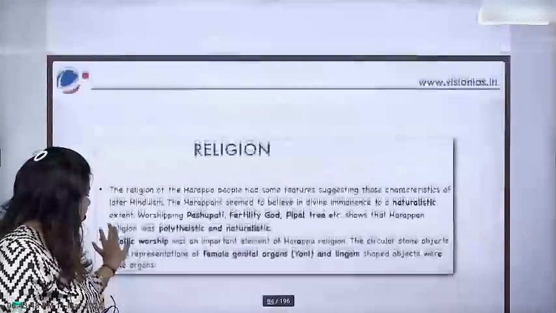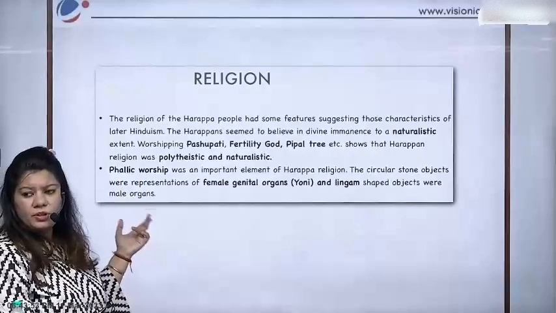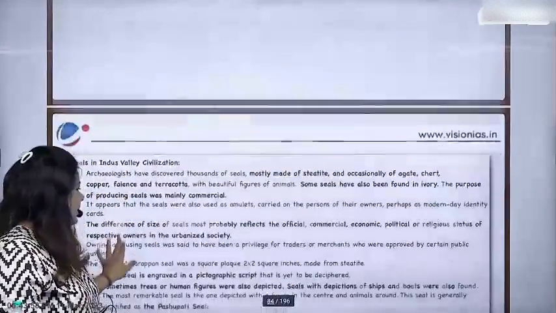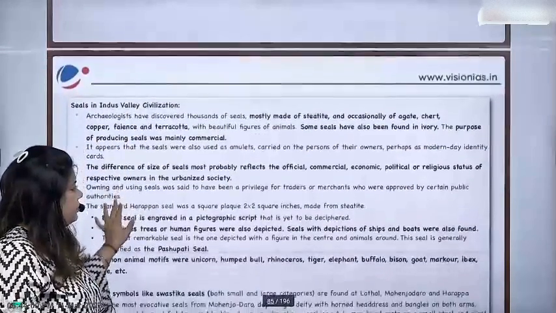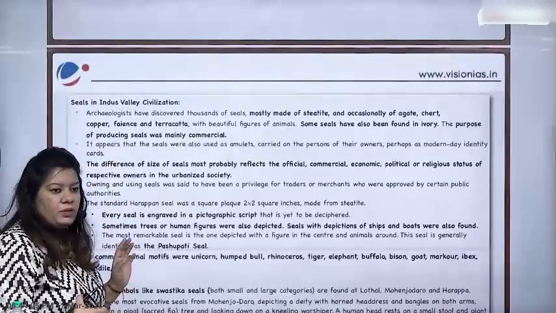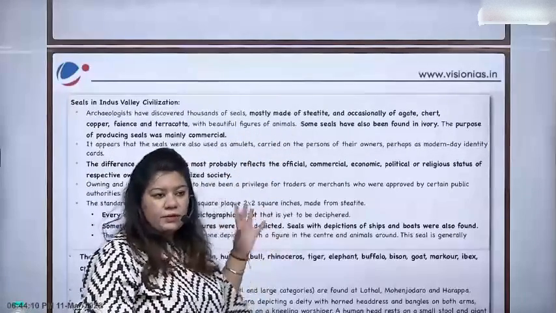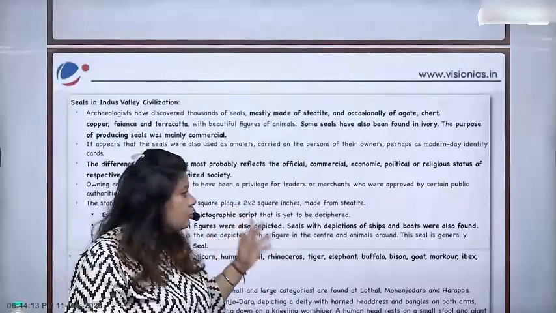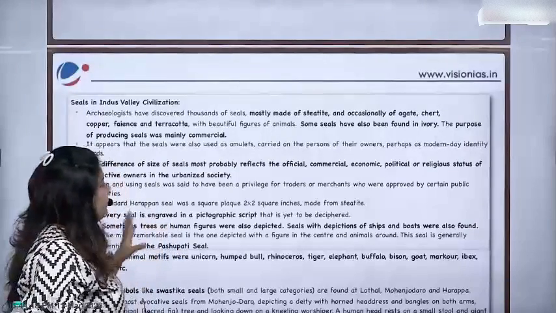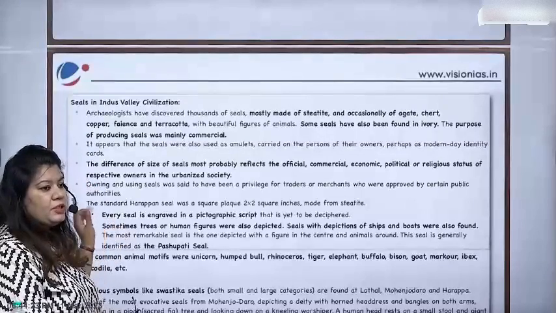Apart from this, so this we've done. What was the religion? Nature worship, polytheistic and phallic worship, right? Seals. Now this is important. A question can be asked on seals specifically. So mainly the Indus Valley seals which the archaeologists have found were made of steatite, mostly of steatite and occasionally of agate and chert. Now some seals were also found in ivory. The purpose of producing seals was mainly commercial.